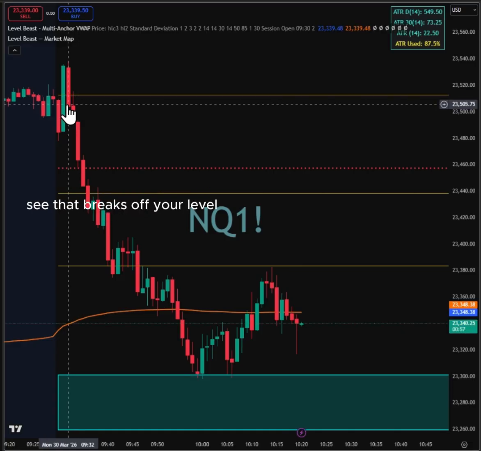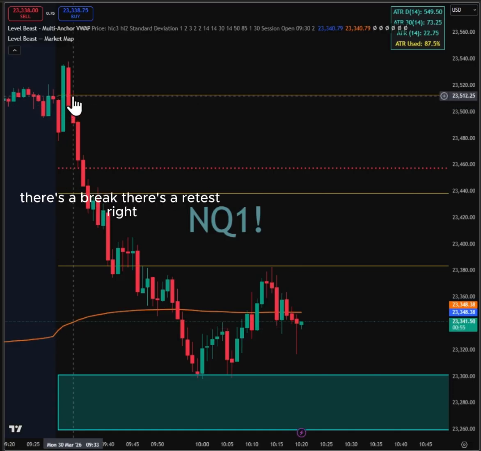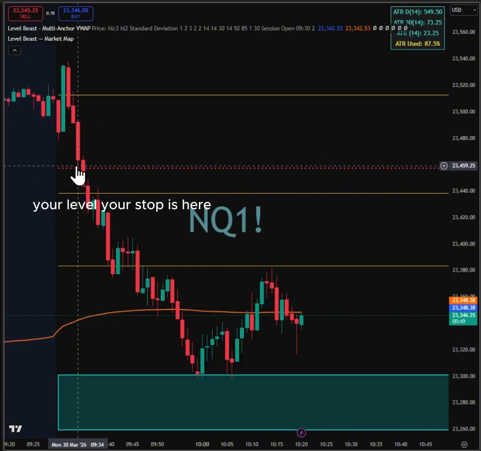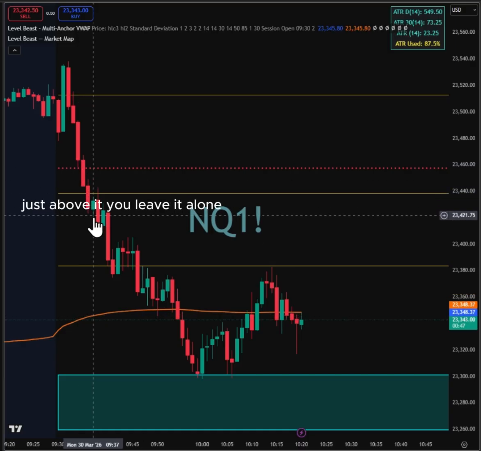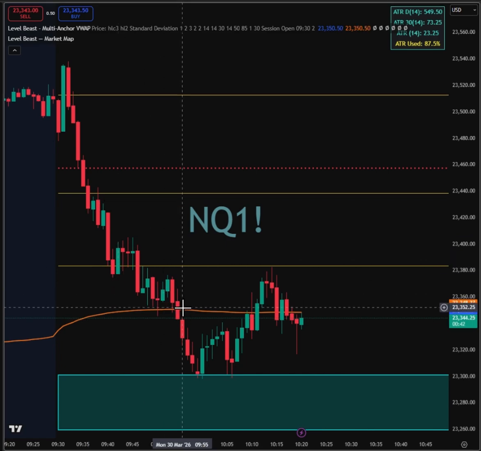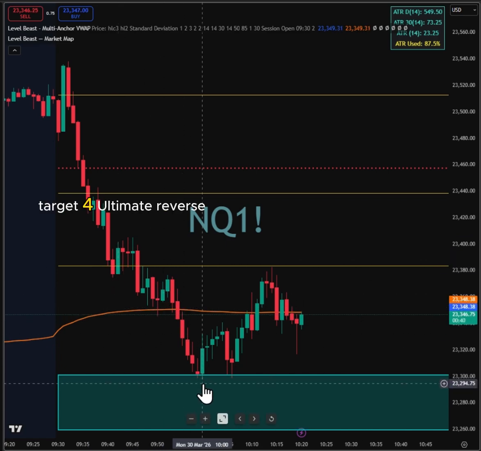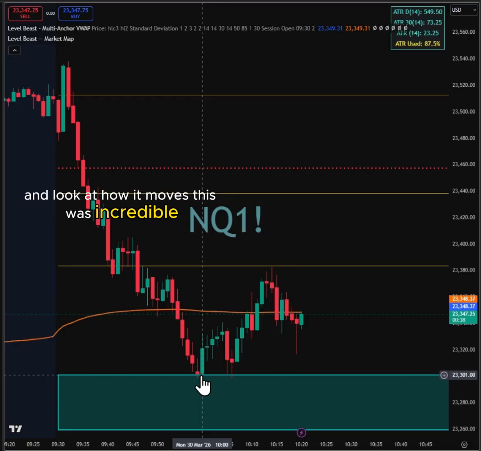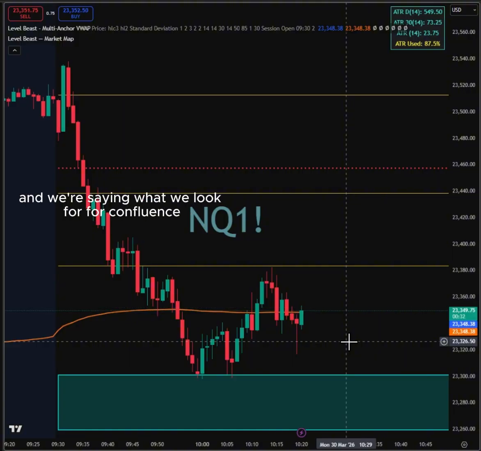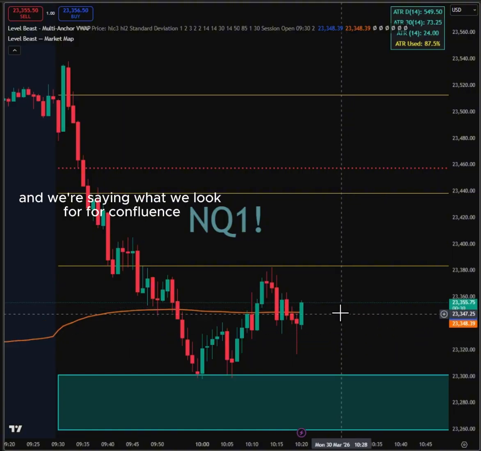See that? Breaks off your level. There's a break. There's a retest, right? See that? Break, retest, and we're in. Break your level. Your stop is just above it. You're leaving a runner. Target 2, target 3, target 4, ultimate reverse. And look at how it moves. This was incredible.